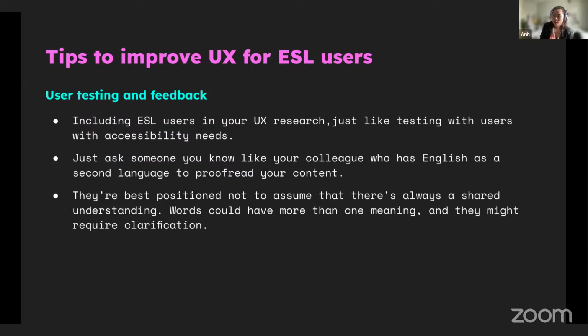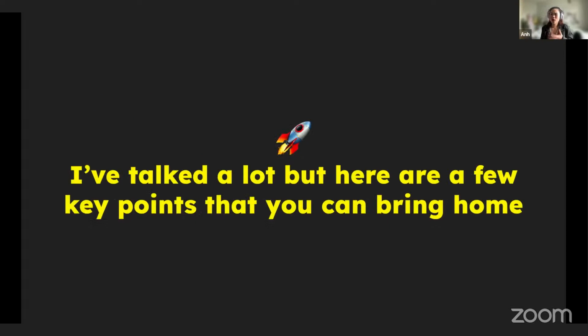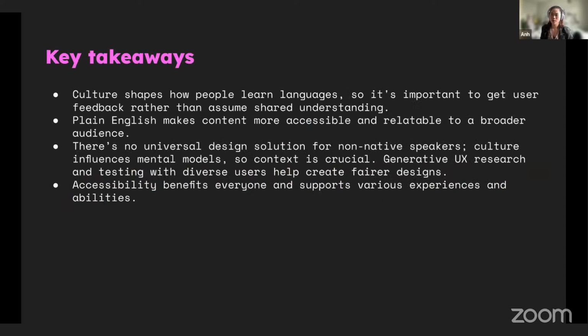They're best positioned not to assume that there's always a shared understanding. Words could have more than one meaning, and they might require clarification. And I've just told you how cultural and geographical context can be such an important part of language, and it can affect how we understand the language too. I've talked a lot here, but let's narrow down to some key points that you can bring home.